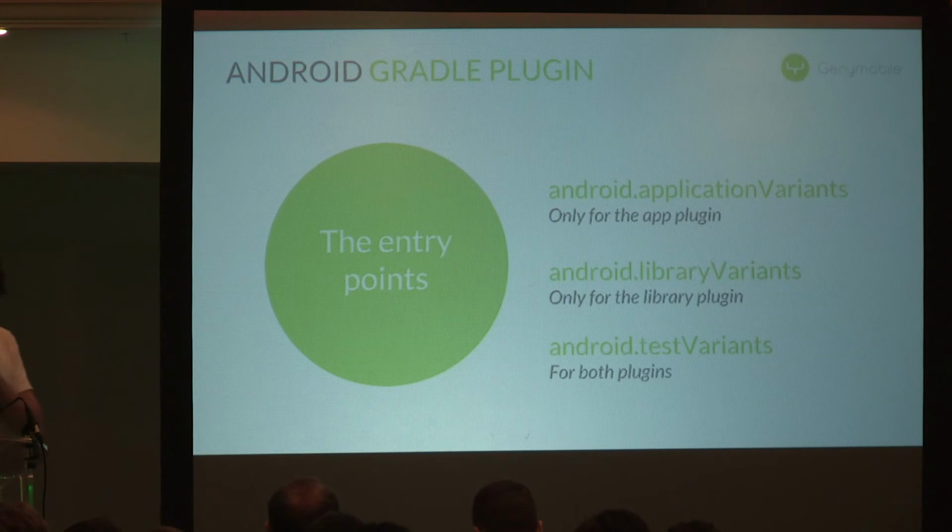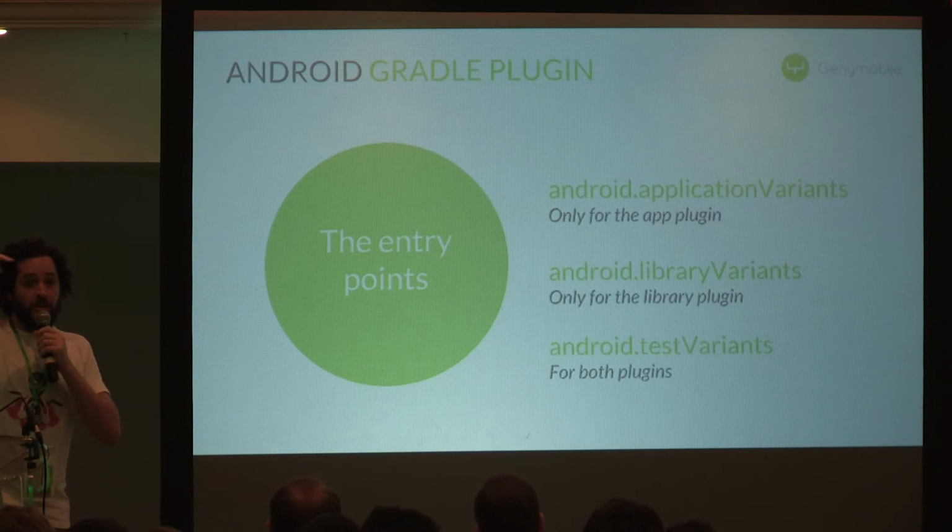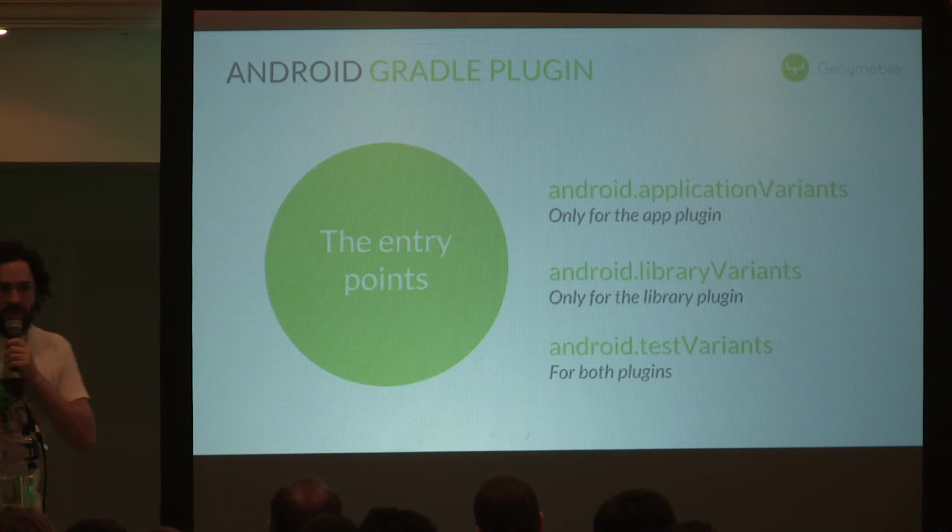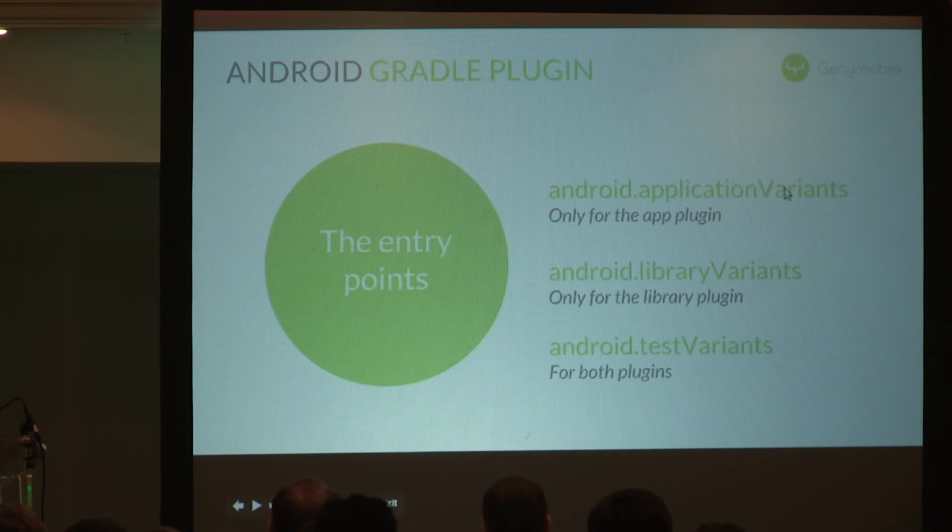So the interesting thing is that when you want to inject your task into the task graph, you can do many things, but generally you will go through the collection of variants that are created by the Android plugin and inject your task into the link you can find from these variants. Okay, so that's a good entry point when you want to deal with the Android plugin. And there is a documentation for that. You can list the application variant, the library variant, and the test variant.